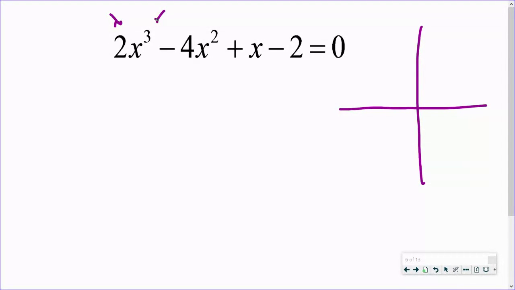Even, odd. Actually, let's go positive, odd. Positive, odd is still in the same spot. Down low on the left, up high on the right. Okay, so now let's graph this, or let's factor this.